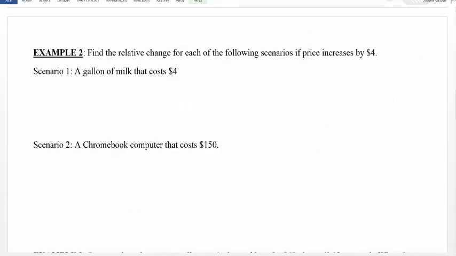Example 2. Find the relative change for each of the following scenarios if price increases by $4. So here we're going to have to do a little extra work to find our P1. So scenario 1. There's a gallon of milk that costs $4. For this scenario, we're considering what would happen if the price increased by $4. So the original price was $4, and if we increase by $4, that means that our new price, our P1, is going to be $8 because we add that 4 to the original cost.